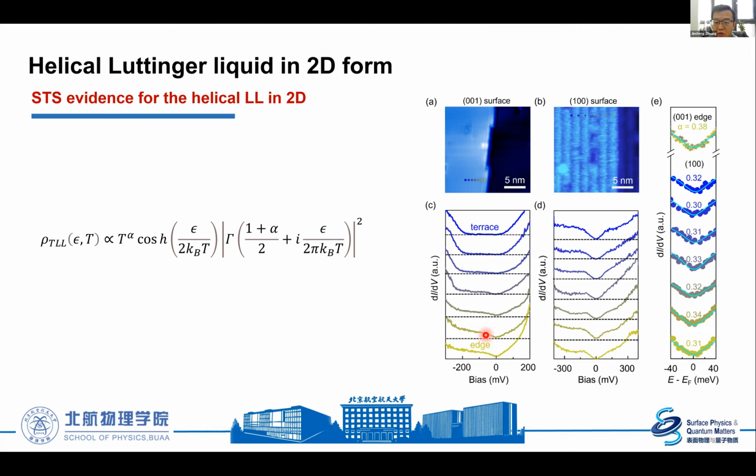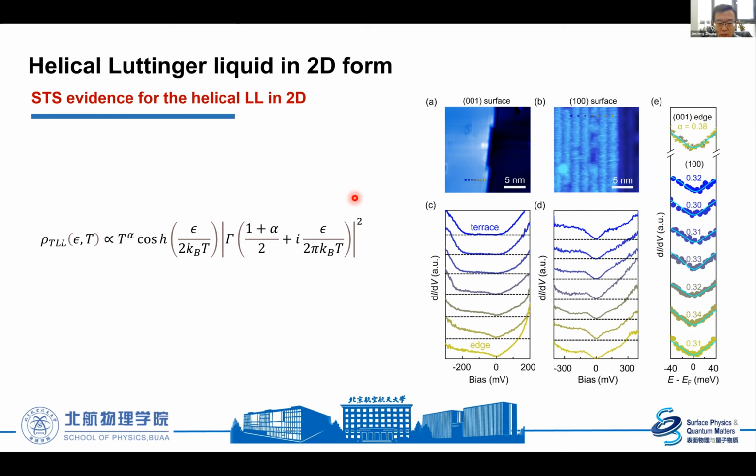We also do the fitting for all the curves obtained at the 100 surface, and the value is 0.3, which is close to the ARPES result, indicating that the Luttinger liquid behavior observed in the 100 surface originates from the one-dimensional edge. The 100 surface state is from the 001 surface edge state. So our ARPES result and our STS result are consistent with the model we mentioned above. What we show is that the helical Luttinger liquid will be extended in two-dimensional form in the 100 surface state of bismuth bromide.